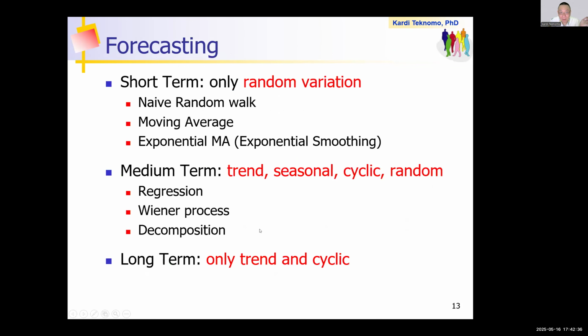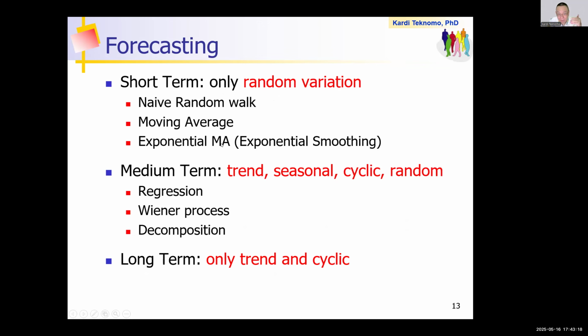Then there are many ways to forecast. In the short term, usually you want to check only the random variation. The simplest way to compute in the short term is to use a naive random walk, or MA, moving average, or EMA. EMA is exponential moving average, also called exponential smoothing. If you have a random term and want to check the random variation, you remove this random variation, and this is the best way.